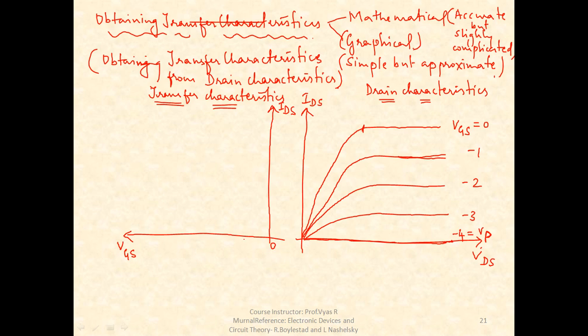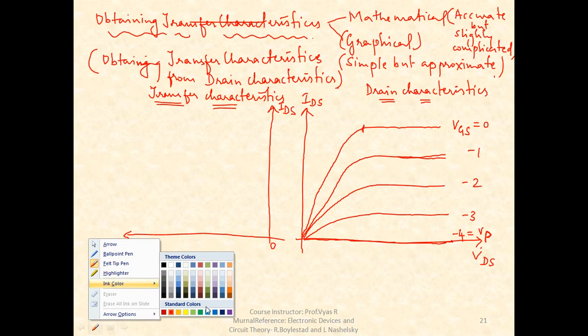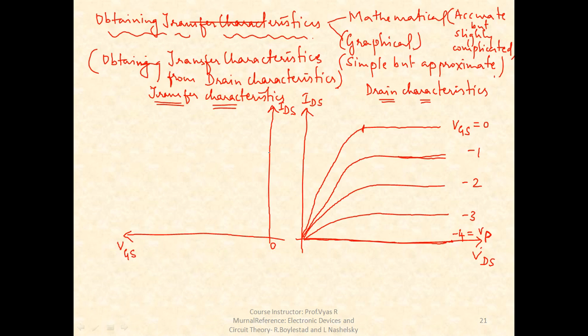Now I'll have to plot the graph, so let me select a different color pen. How to plot it? It's very simple. Graphically you just extend the corresponding voltages onto the axis. What does that mean? When VGS equals 0, you extend that line. So when VGS is 0, this is the point. Now you have got the first point.